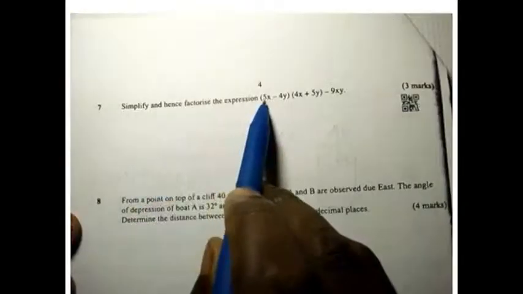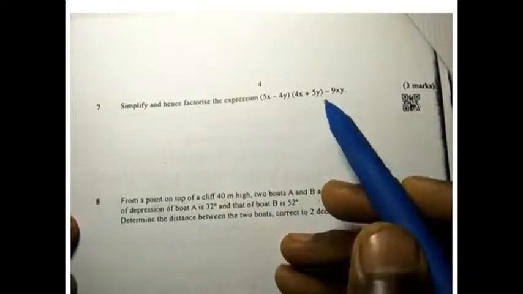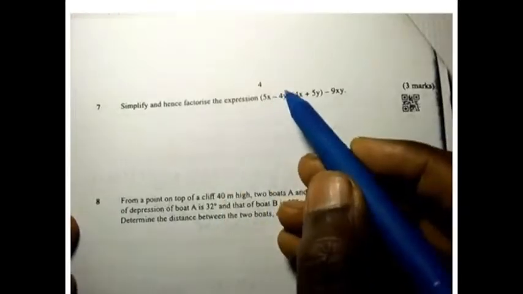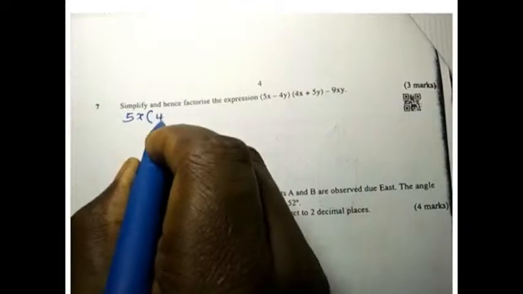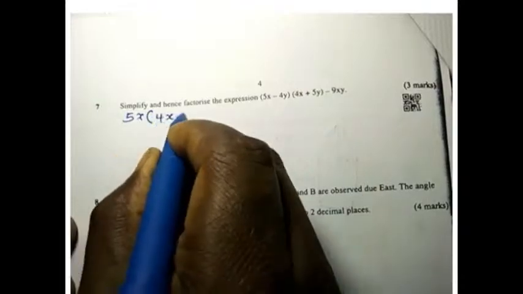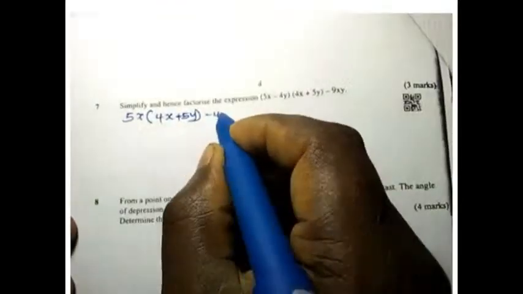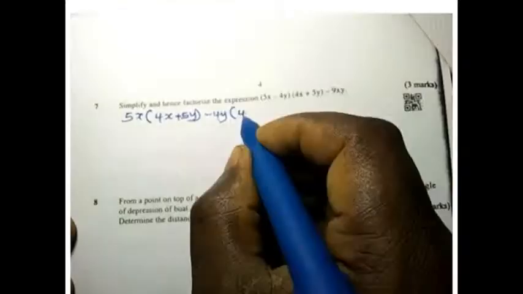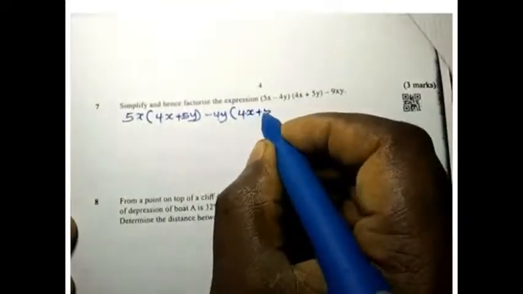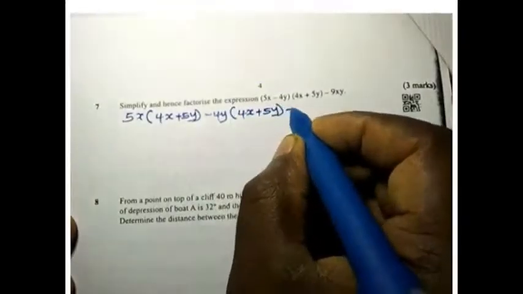Simplify and hence factorize the expression. So we are supposed to simplify. So let us open this. This is the same as 5x into the second one, which is 4x plus 5y, and negative 4y into 4x plus 5y, minus 9xy.